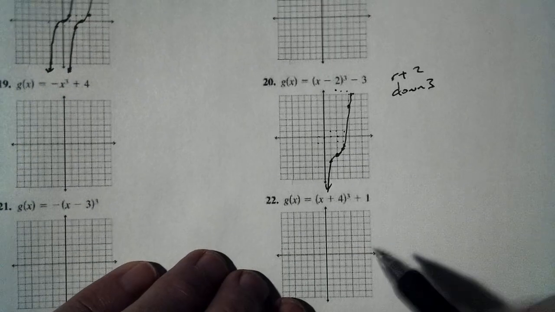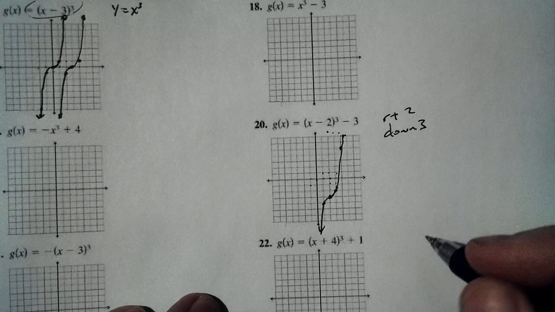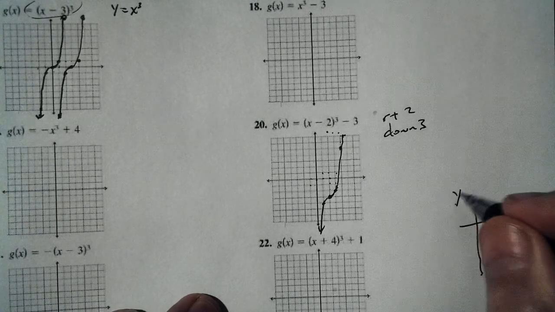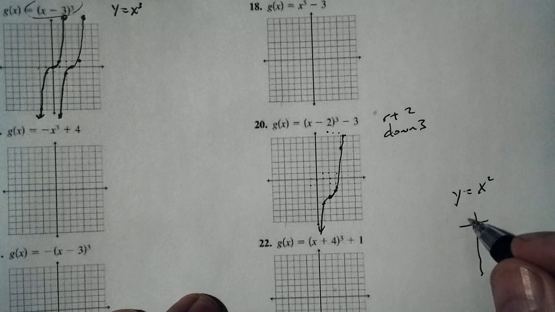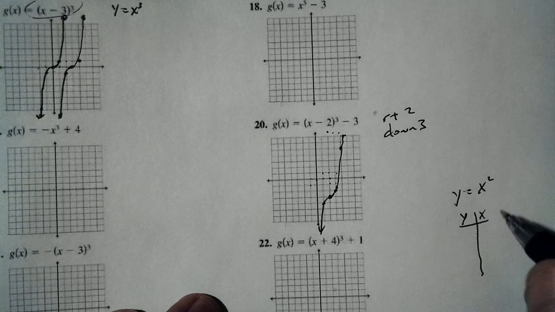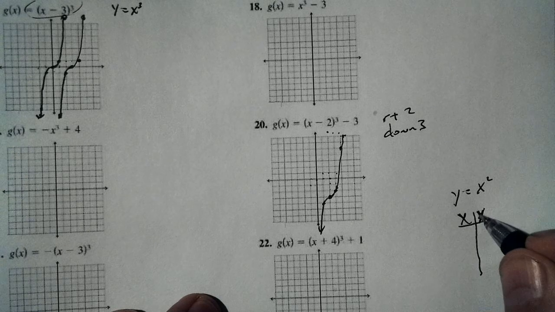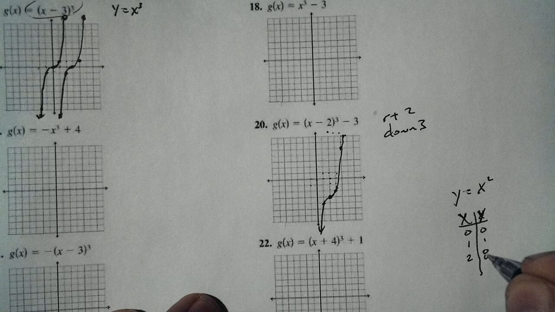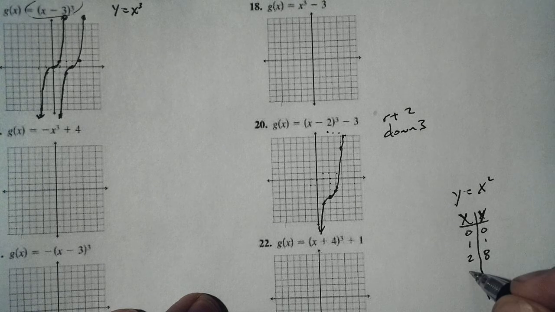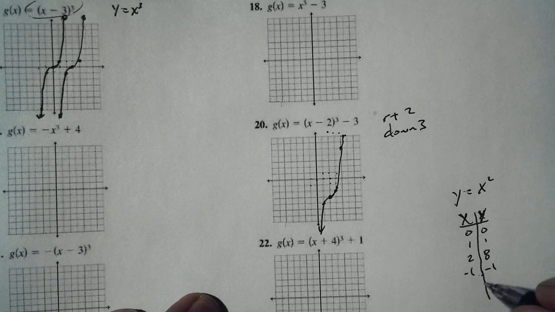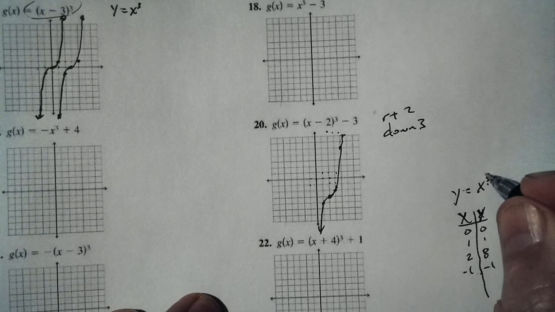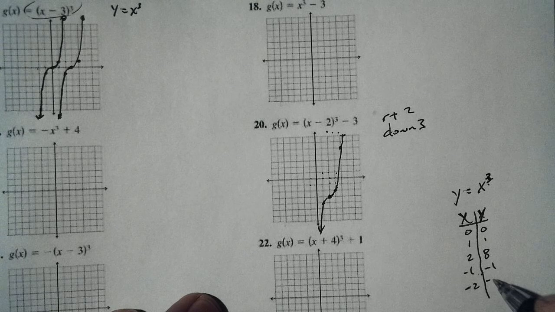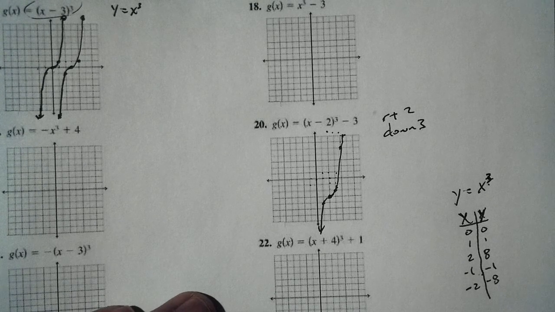So same thing here. I'm really just working off of these points, and it might be worth listing these. Here's y equals x cubed. Put in 0, get out 0. Put in 1, get out 1. Put in 2, get out 8. Put in -1, get out -1. That's x cubed, excuse me. Put in -2, get out -8. And now we're just going to shift them.